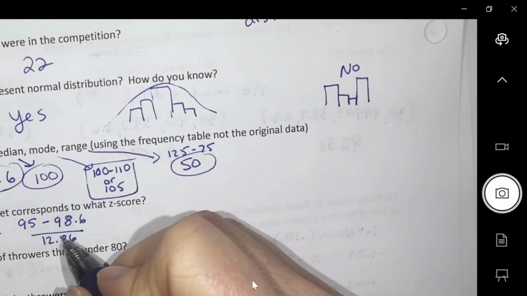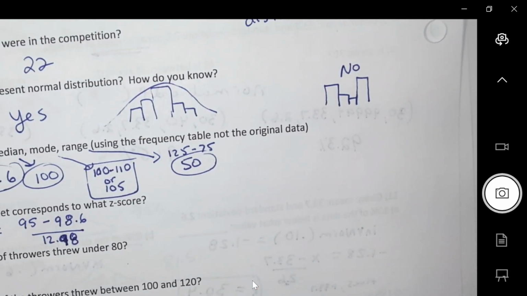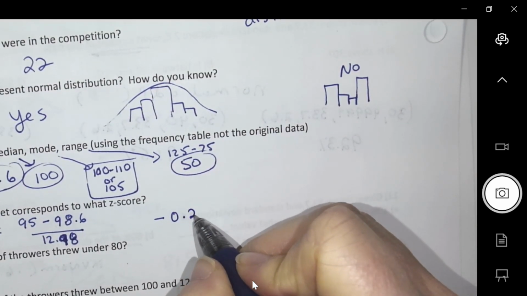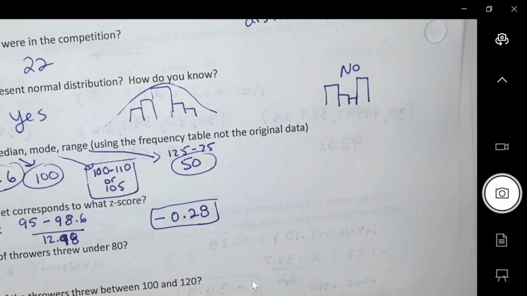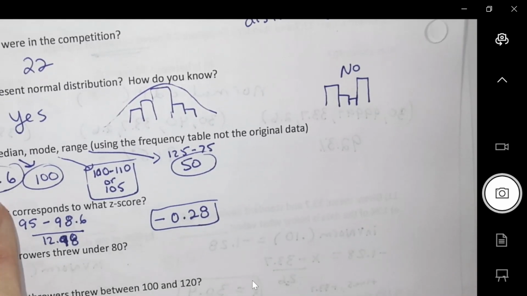Oh, what did I say? 9.8. Why did I write down something completely different? 12.98. Are you getting negative 0.28? Z? Yeah. Just below the mean? That makes sense.